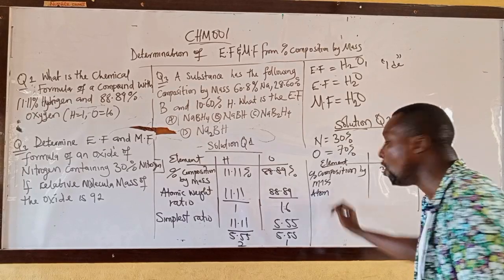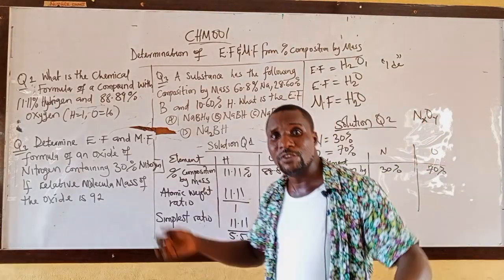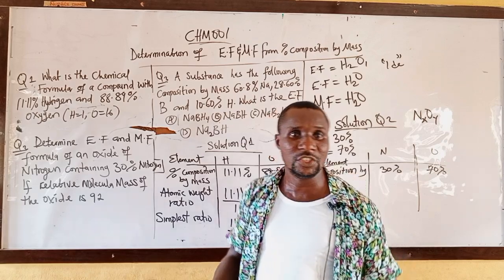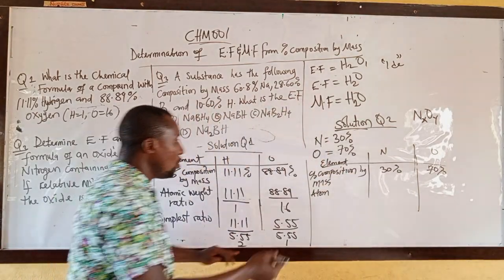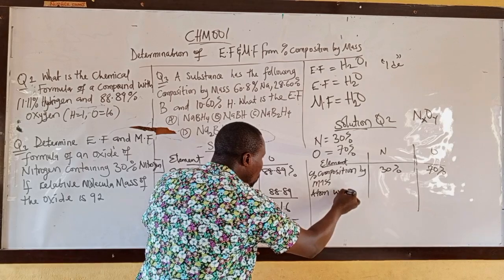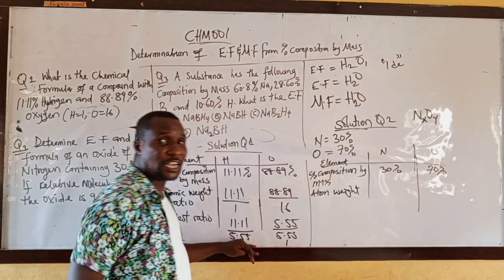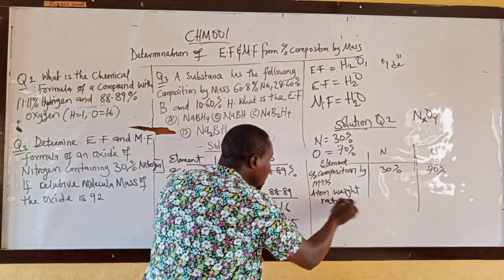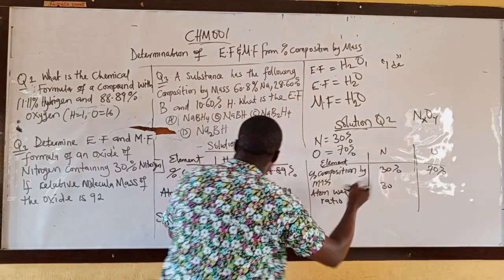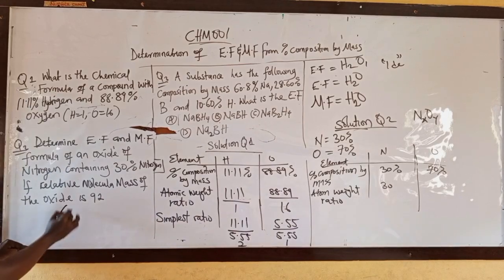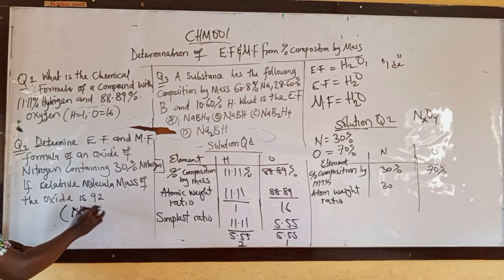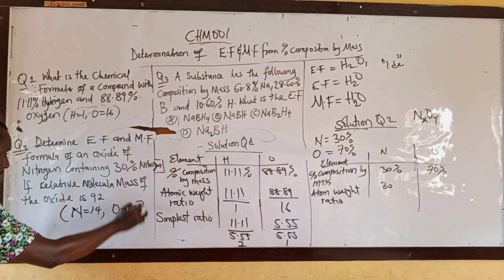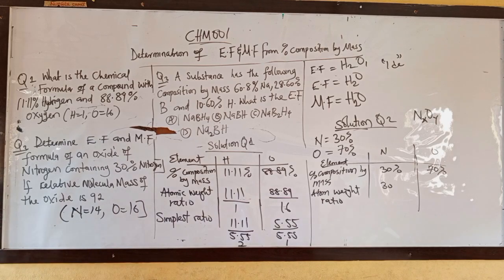Then from there, what will I have? Atomic mass ratio, or percentage composition by mass ratio, or mole ratio. I have this. You must know that the mass number of nitrogen is given as 14, and oxygen is given as 16. Take note of that. You have to know that.